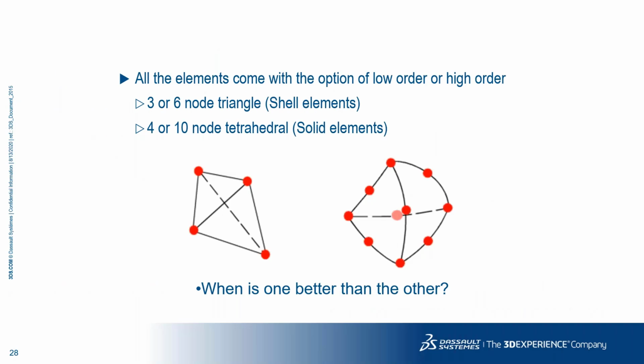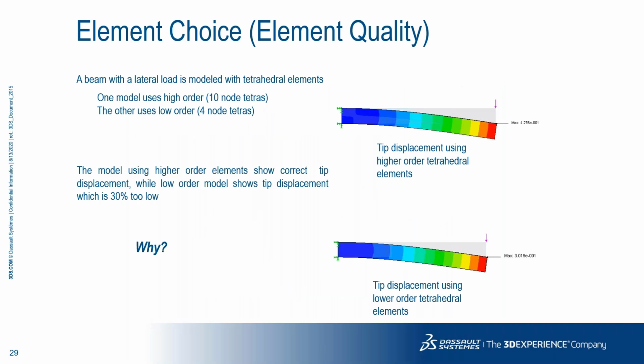One more question arises: whether you have to go for higher order elements or lower. What you're seeing here are the lower order elements, and what you're seeing here are the higher order elements. We find the mid nodes in the higher order elements, which will help you to capture the shape of your products or models as much as possible.